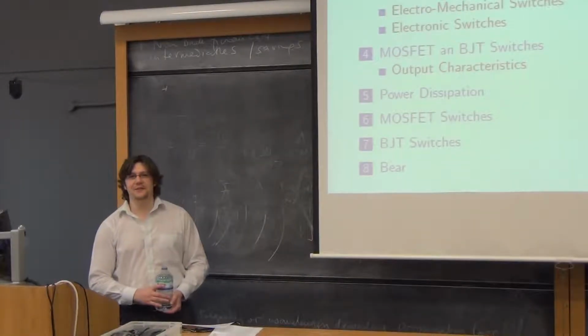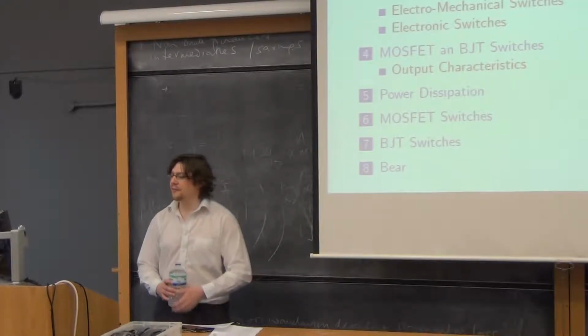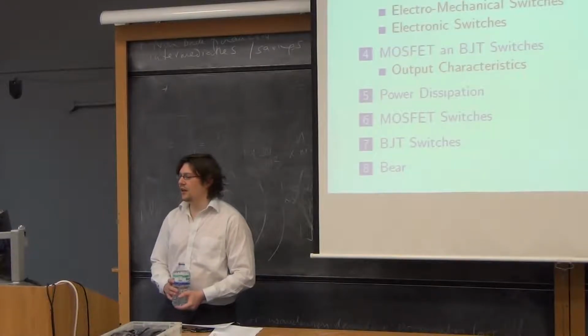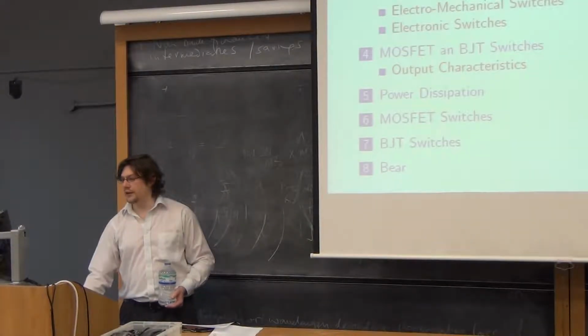We'll discuss some characteristics of the transistor which make it imperfect, and we'll talk about power dissipation, and we'll give some specific examples towards the end.